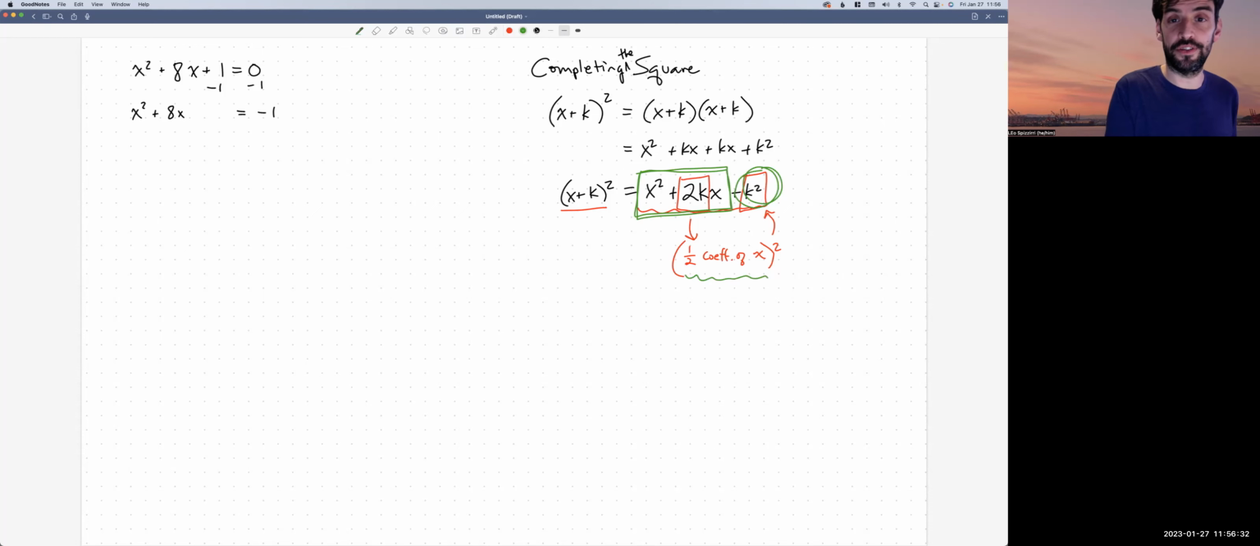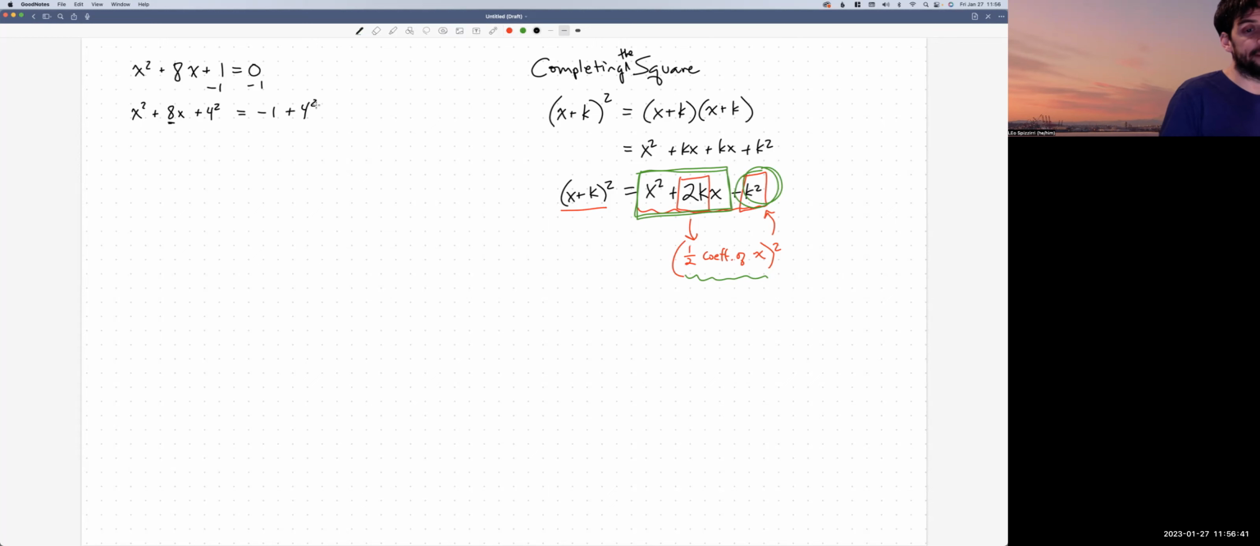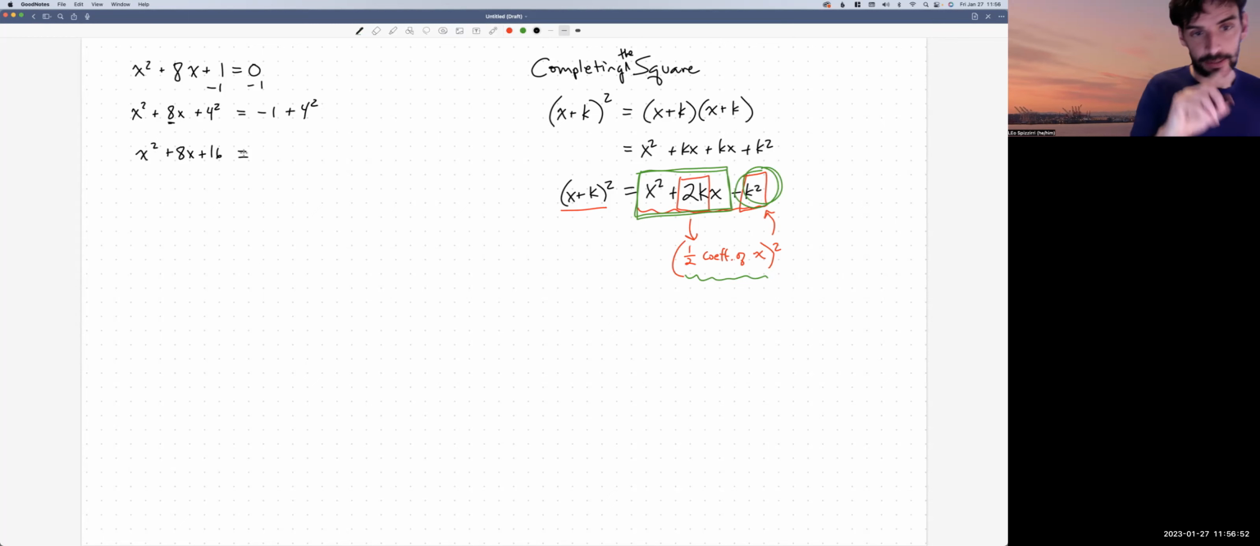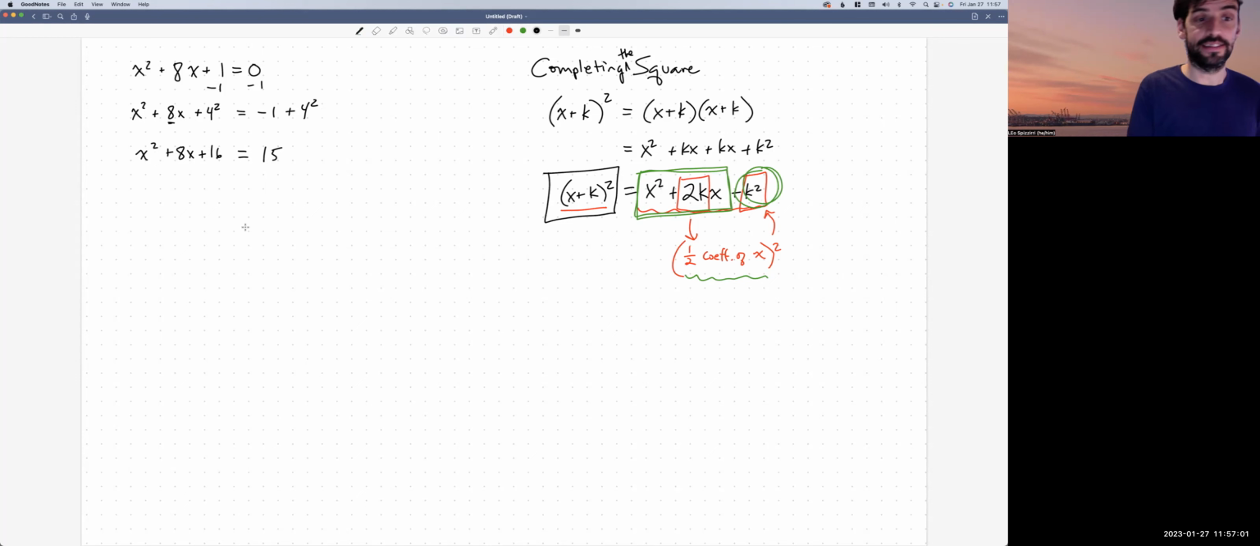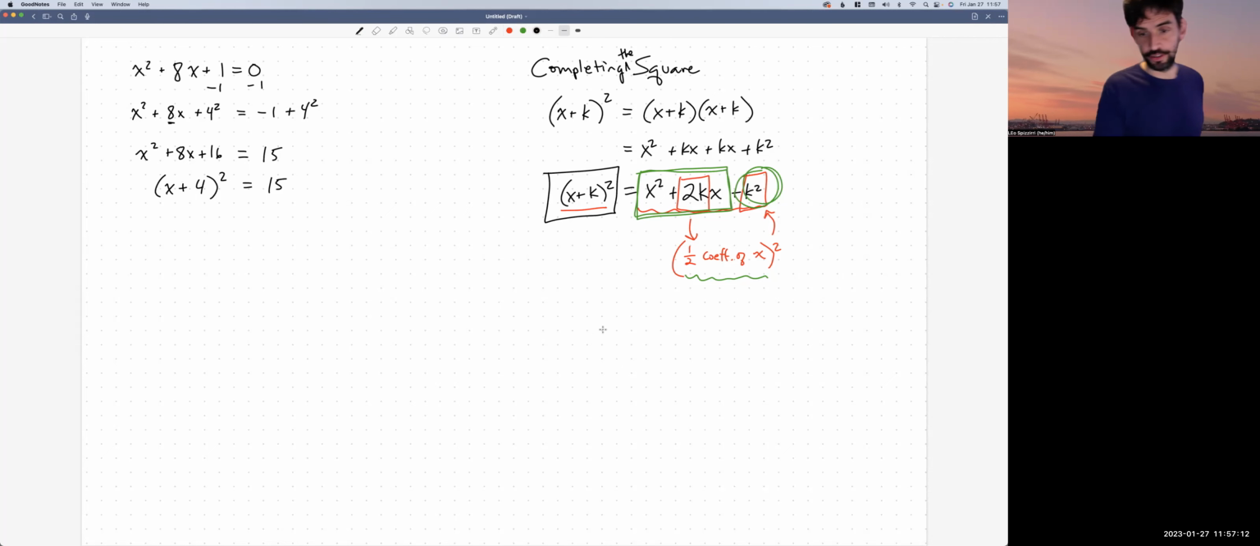It should be half the coefficient of x, squared. So I take half of 8, which is 4, and I square it. But of course, whatever I do to one side, I have to do to the other, right? So this is a perfectly legal thing to do. We're adding 4 squared, or 16, to both sides, and now we've got x squared plus 8x plus 16 is equal to negative 1 plus 16, which is 15, right? The whole reason we did that is so that we could write it like this. This thing here, x squared plus 8x plus 16, we designed to be exactly x plus 4 squared.